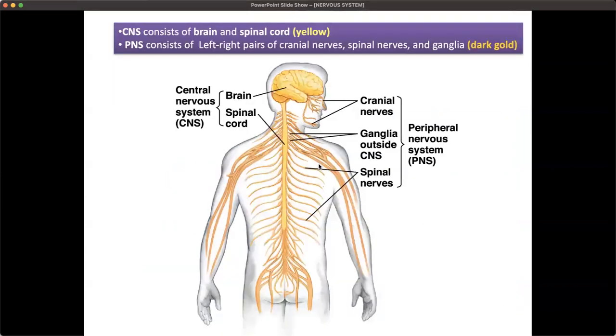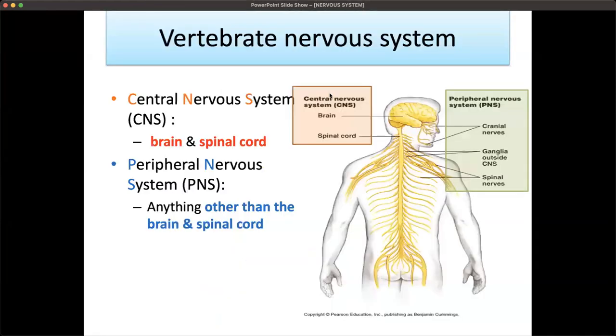I believe you know the differences between the CNS, the central nervous system, and the peripheral nervous system. The central nervous system consists of your brain and also the spinal cord, which is the yellow part over here. And the PNS consists of left and right pairs of cranial nerves, spinal nerves and ganglia. So that is the CNS and PNS.